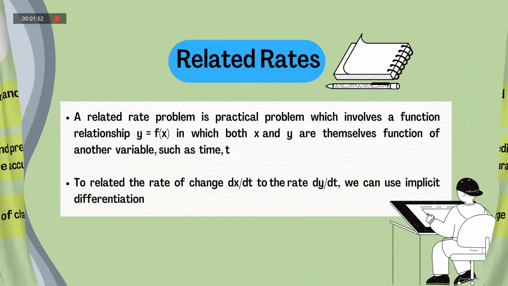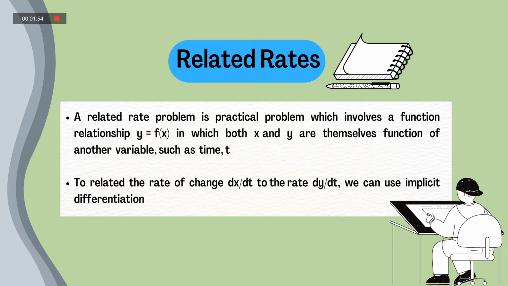So we continue with related rates. A related rate problem is a practical problem which involves a functional relationship y equal to f(x) in which both x and y are themselves functions of another variable such as time t. To relate the rate of change dx over dt to the rate dy over dt, we can use implicit differentiation.